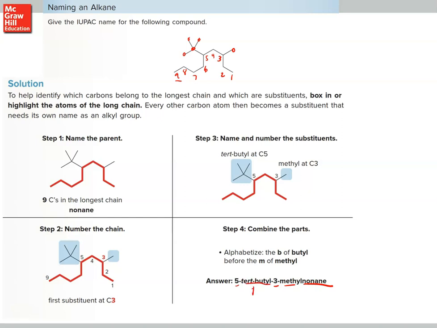So I mentioned most of the time we don't have dashes between the names. This is one of the instances where we have the iso or tert. Those are special circumstances where we put a dash between the tert-butyl or isobutyl to distinguish those different types of butyl substituent groups.